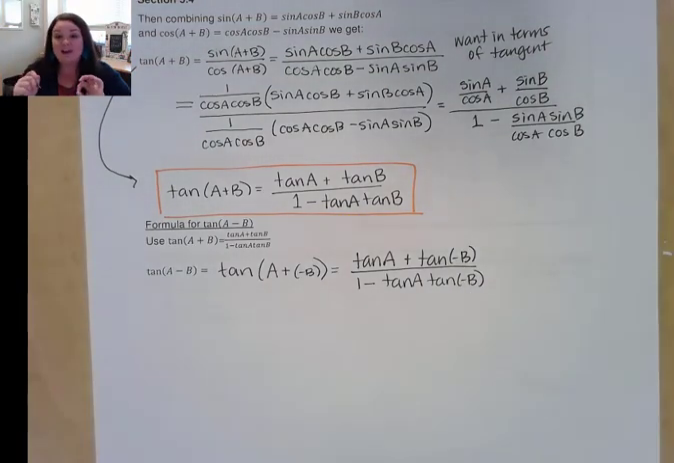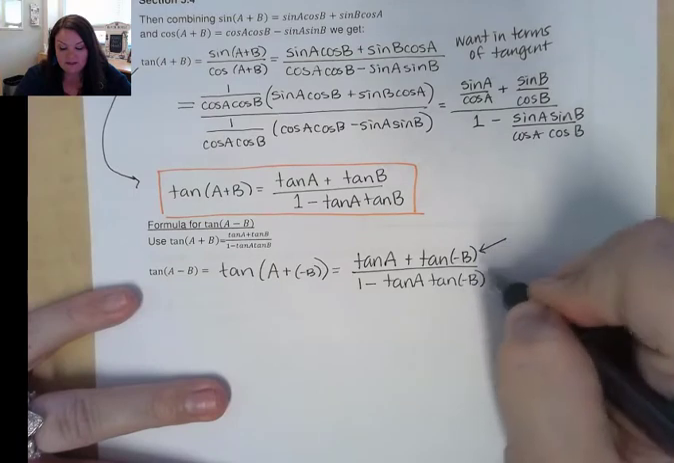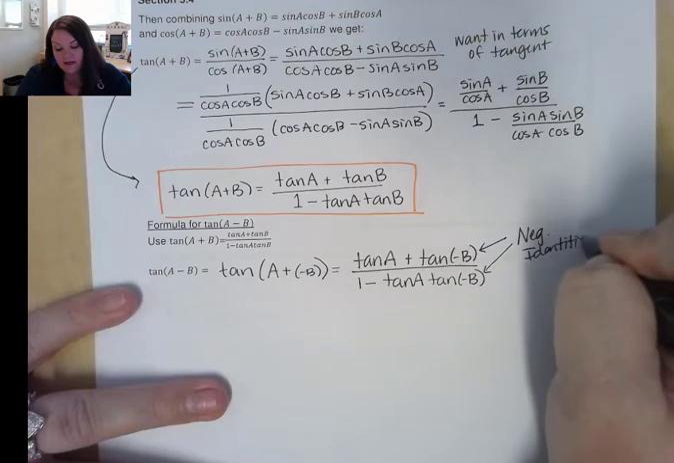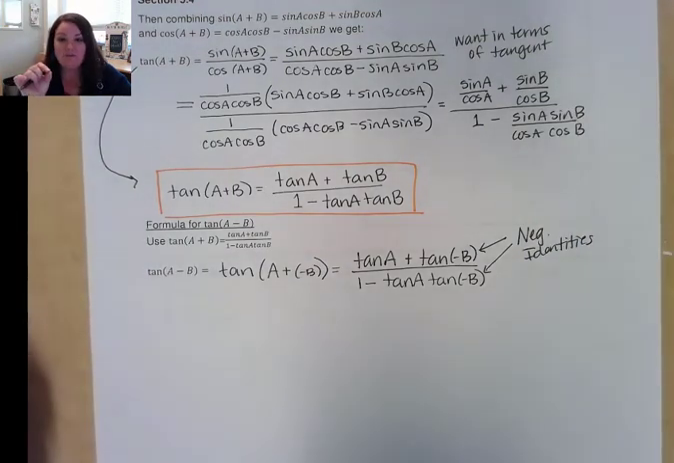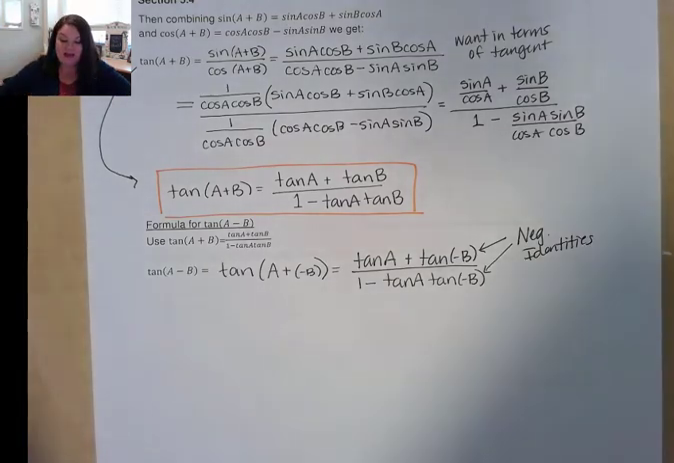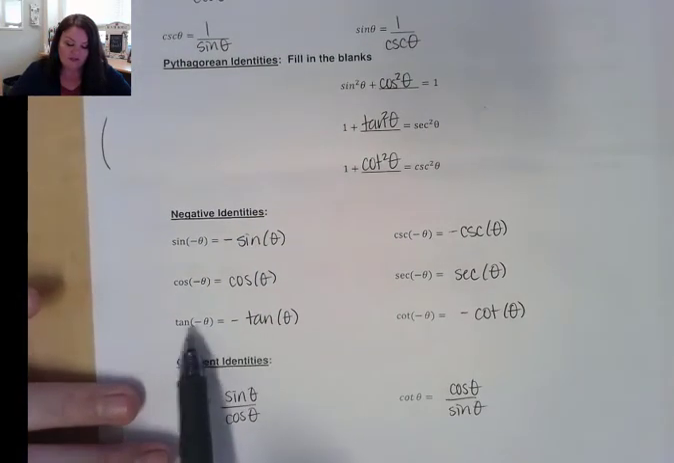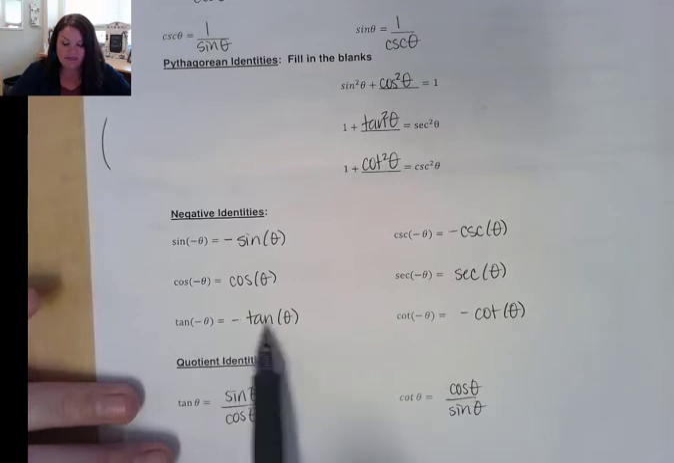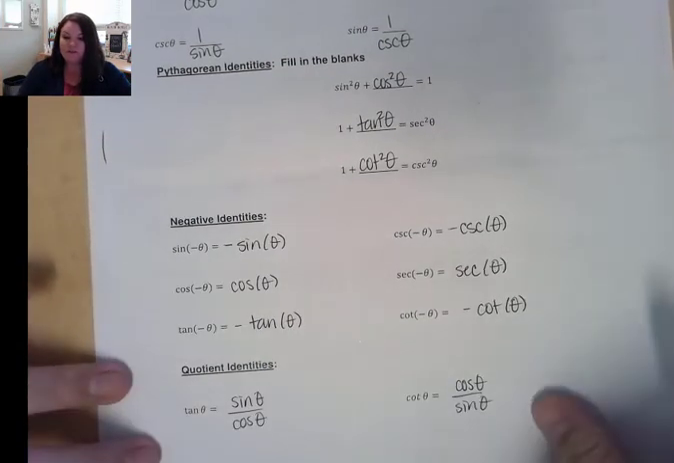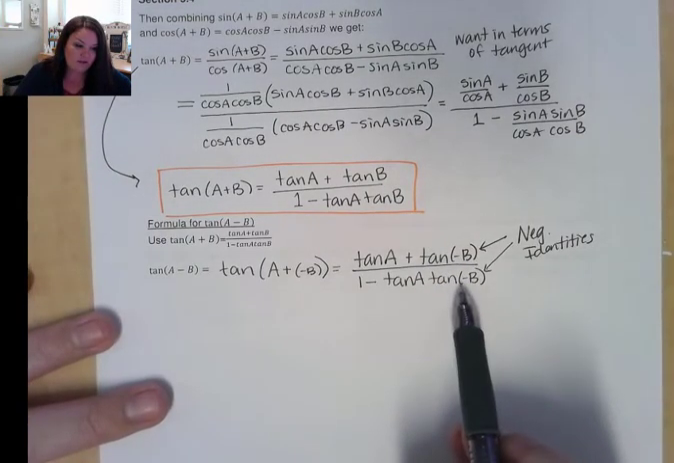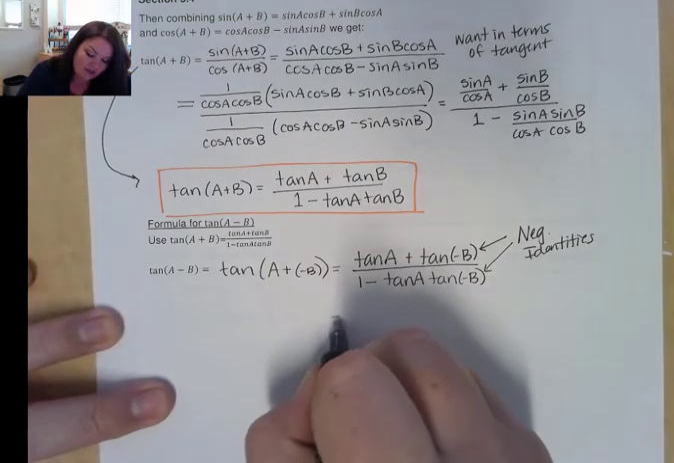Now, again, we have negative identities. These two right here, these are our negative identities. So we need to know if tangent of a negative B is the same as tangent B, or if the sign changes. And if you look back to your identity page for your negative identities, notice when you have tangent of a negative angle, it does in fact change the sign when we take tangent of the positive angle. So I'm going to go ahead and change the sign of this term and this one.